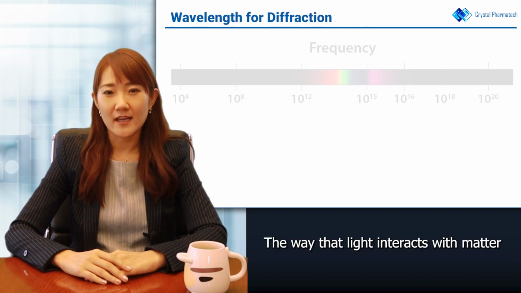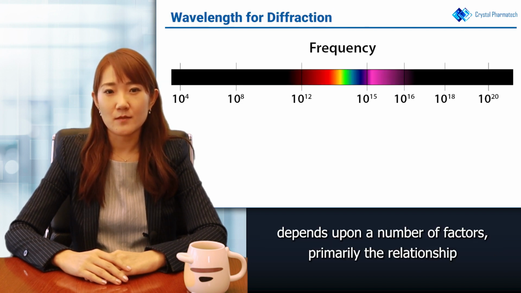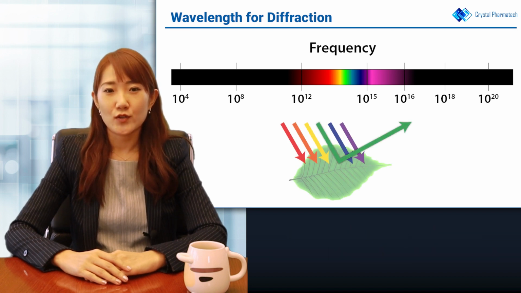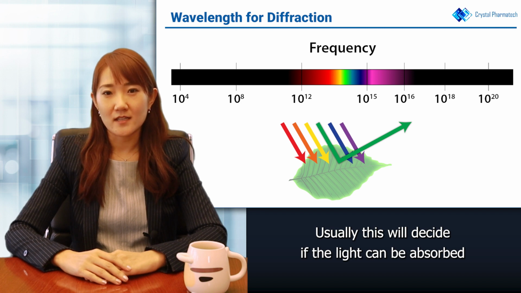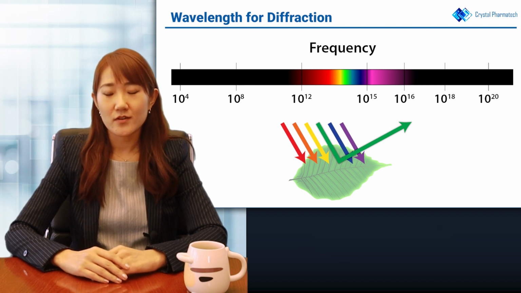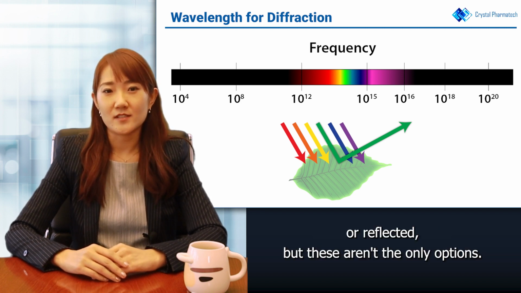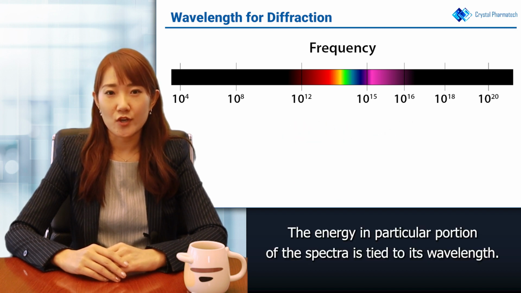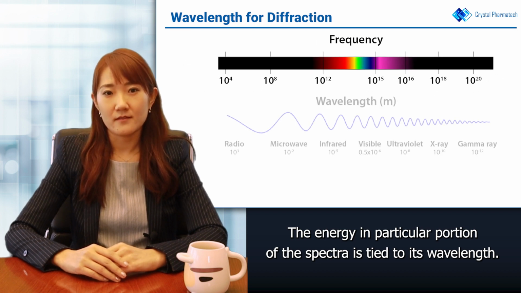The way that light interacts with matter depends upon a number of factors, primarily the relationship between the energy in the light and the states available to the matter. Usually, this will decide if the light can be absorbed or reflected, but these aren't the only options. The energy in a particular portion of the spectra is tied to its wavelength.